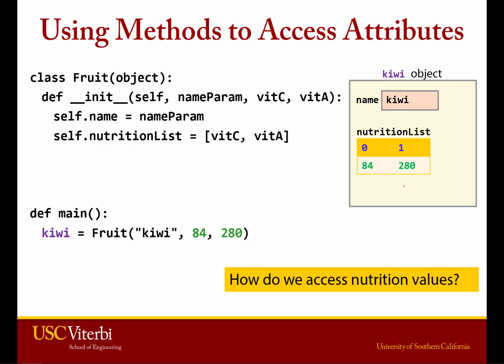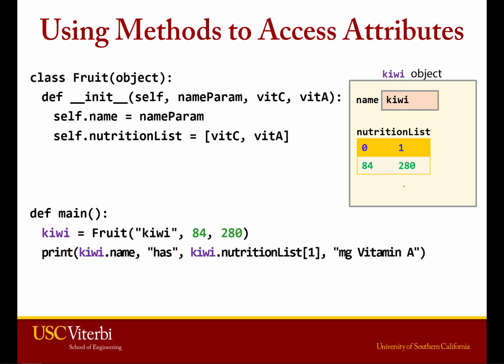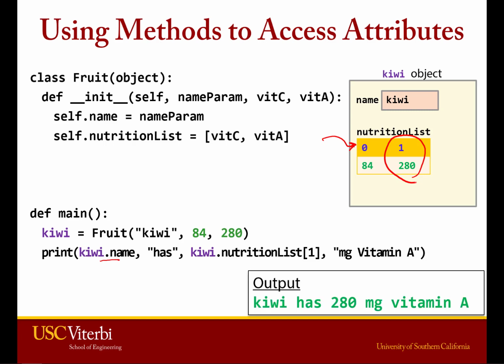Now, if we want to access those two attributes, how would we do that? Well, we've learned the techniques to do that. We could say kiwi.name has kiwi.nutrition list, so that's going to look inside here. Here's my nutrition list, and we know that position 1 is going to be my vitamin A. We could print out kiwi has 280 milligrams of vitamin A. Great, no problem. We just have to be careful when you navigate to the particular index.